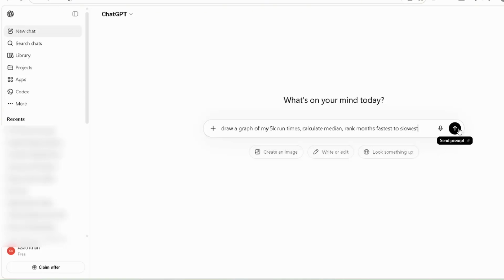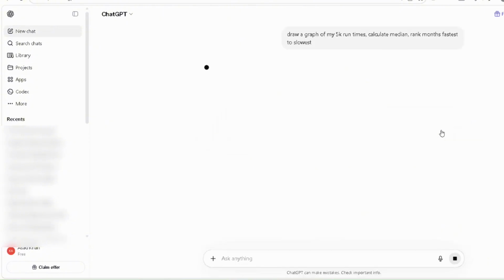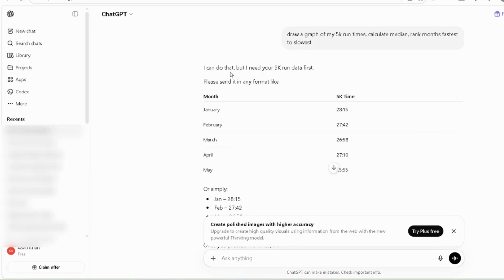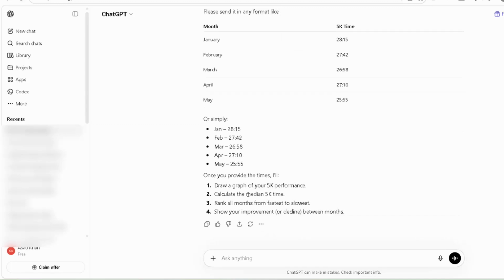So when I ask ChatGPT this particular prompt, what will it say? If you see, it says I can do that, but I need your 5k data first. I did not put any data for it, but still it gives you some information regarding it. Once you provide the times, I will draw a graph of 5k performance, calculate the median 5k time, rank all months from fastest to slowest, then show you improvement between months.